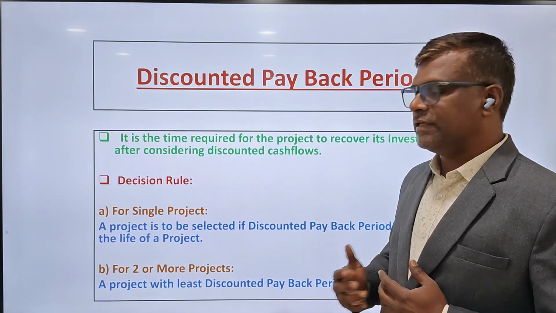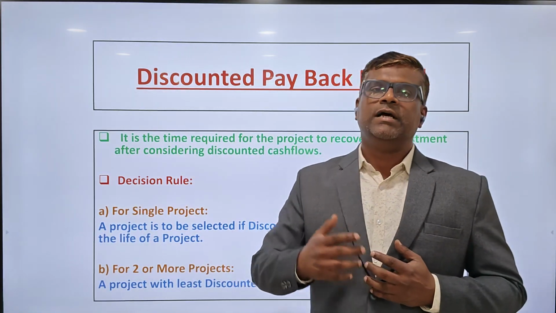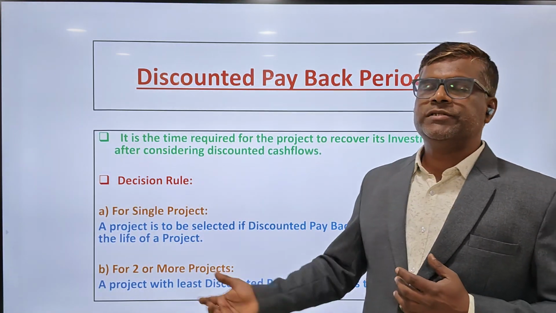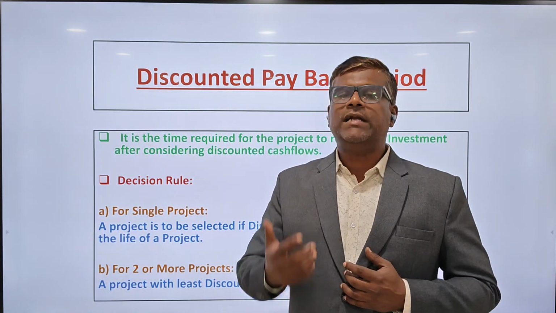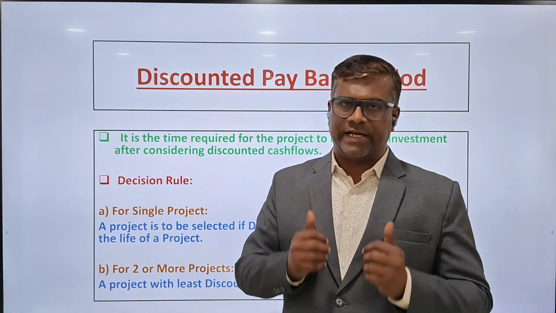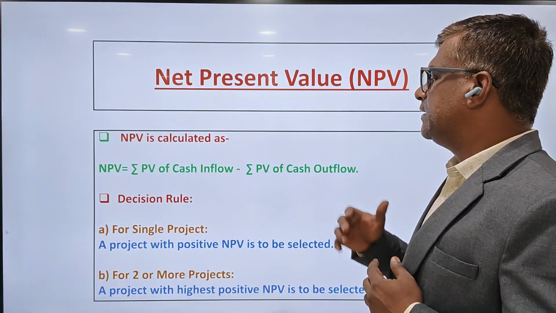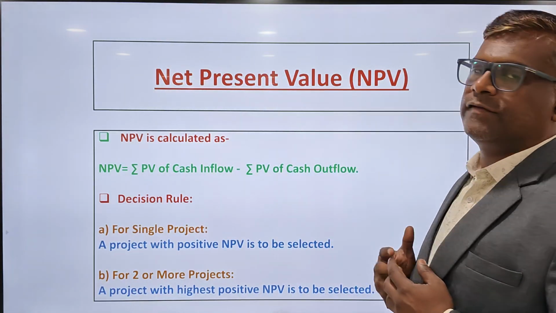And if you have to make a decision for 2 or more than 2 projects, the decision rule is a project with the least discounted payback period is to be selected. After looking at this discounted method, let's go on to the second technique.